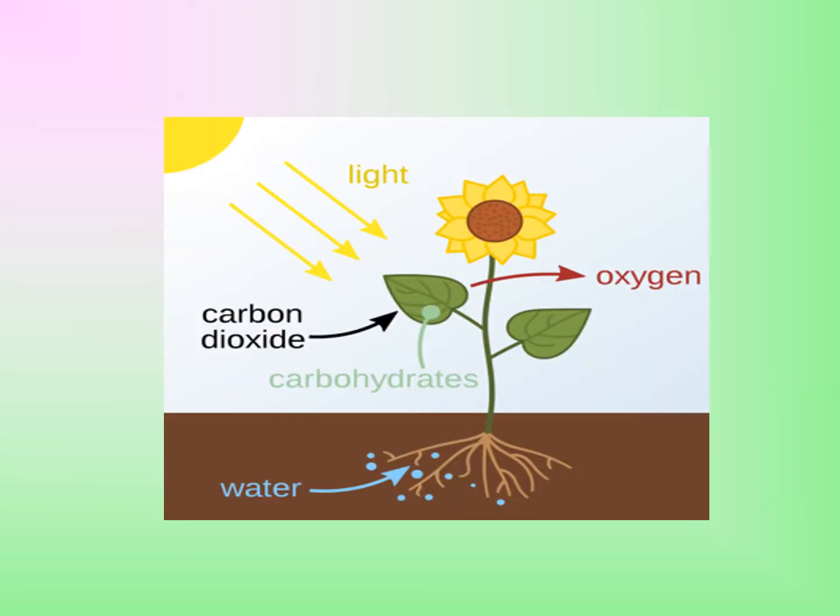So a wee summary here. If I've got light energy trapped by chlorophyll and chloroplasts, then I'm able to join carbon dioxide and water together to make glucose sugar. And we can see oxygen is given out as a waste product.